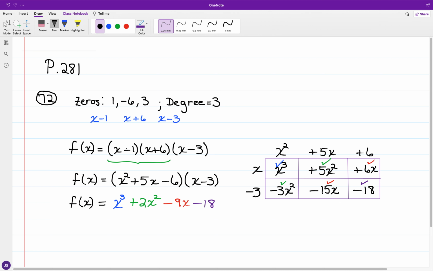Remember, I'm multiplying out in advance. So I have x times x is x squared, plus 6x minus x, and then I have negative 1 times 6, which is going to be negative 6.